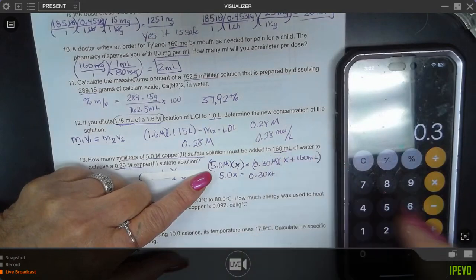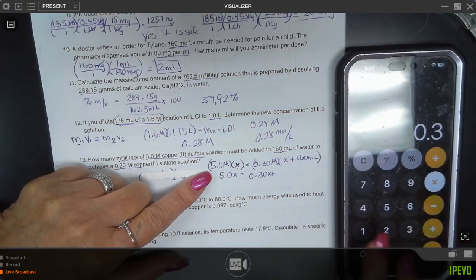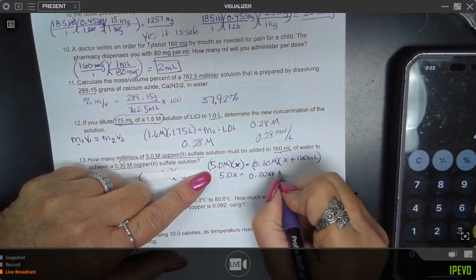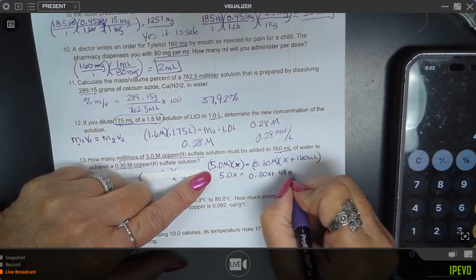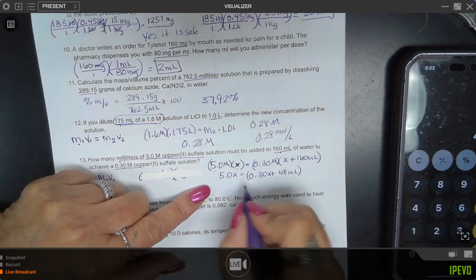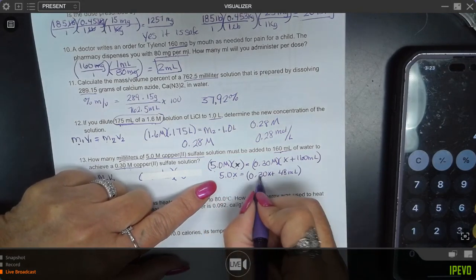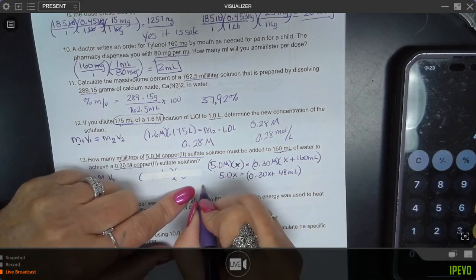I'm distributing that 0.3 through to the 160 milliliters. So plus 48 milliliters. Okay. So now we need to get our x's all on the same side. So 5x, I'm going to subtract 0.3x. Okay, does that make sense?